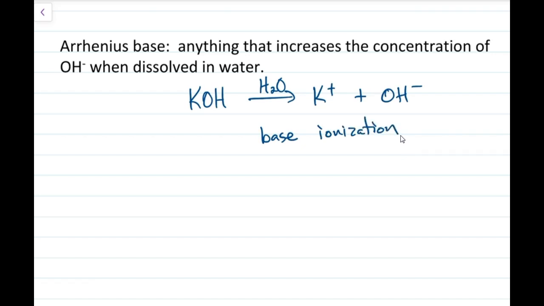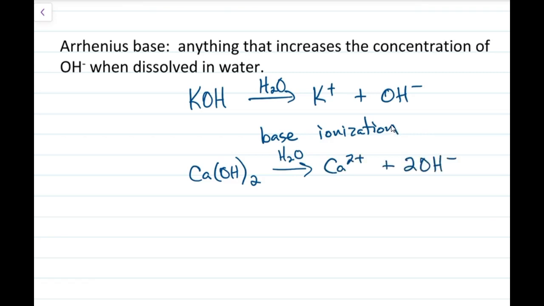All right. So, for example, if I have calcium hydroxide, again, it's just dissolving. So it's going to be calcium with a 2+ charge, and it's going to give me 2 hydroxides, right? So I have OH2 on the other side, so I have to balance that by having 2 hydroxides on the right. Those are both examples of base ionization.